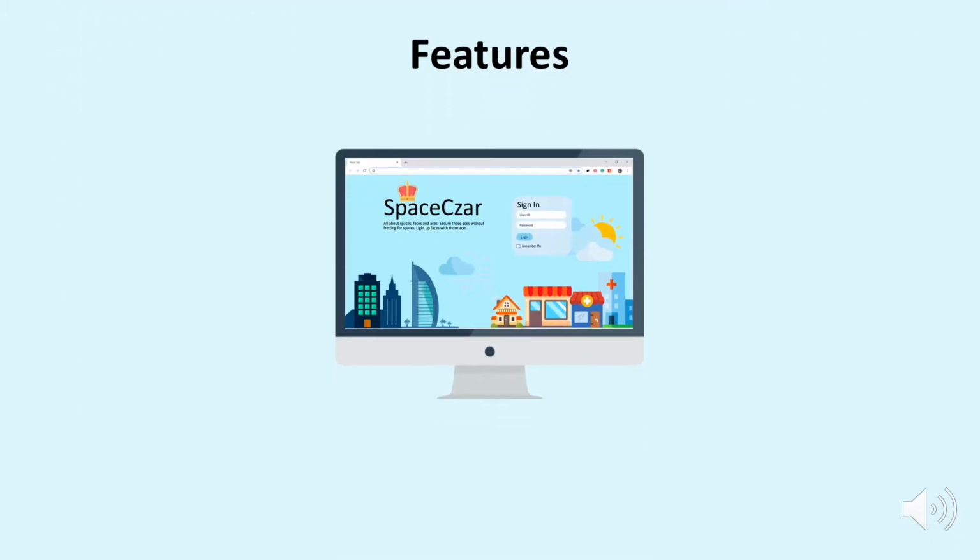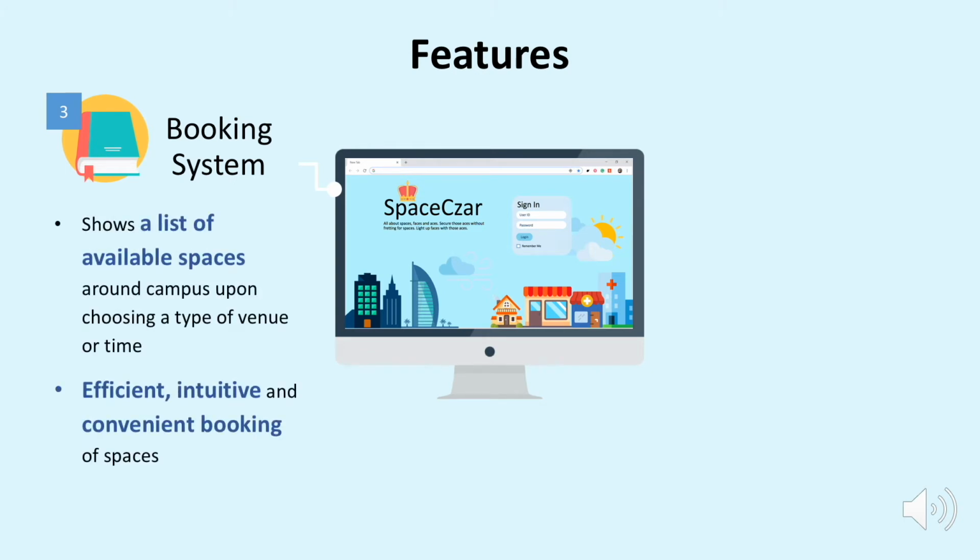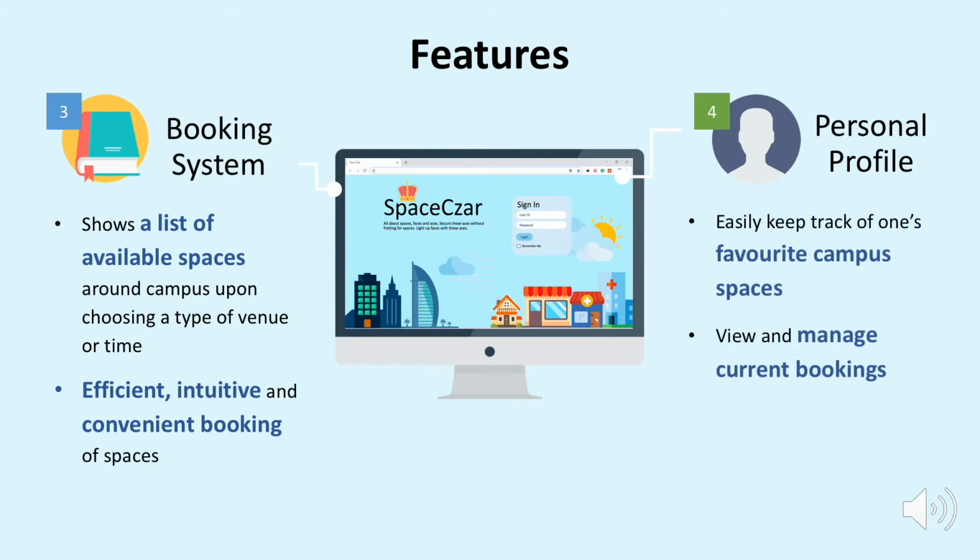The third feature is the booking system. It will show a list of available spaces around campus upon choosing a type of venue or time. The interface will be efficient, intuitive, and offer convenient booking of spaces. Our last feature would be the personal profile, whereby users will log in with their NUS Net ID, and they can easily keep track of their favorite campus spaces, which will be analytics done based on their usage on our app. They can also view and manage current bookings easily on their profile.